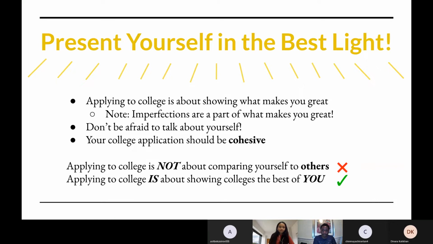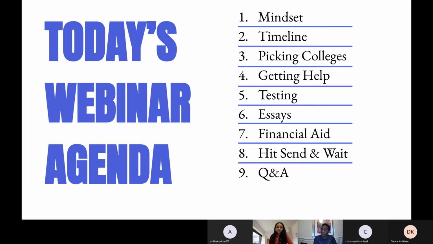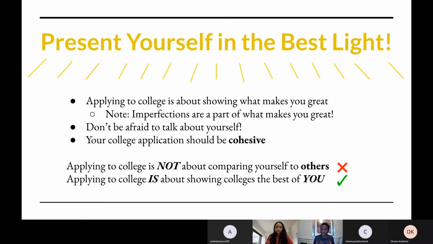Right. Okay. So one of the first core parts about the college application process is mindset. And I think we need to start there. Often when people start applying to colleges, they get in this really strong zone of being comparative, comparing what they're doing to other people. And the college application process is one of the worst times to start beating yourself up over things which have happened in the past.